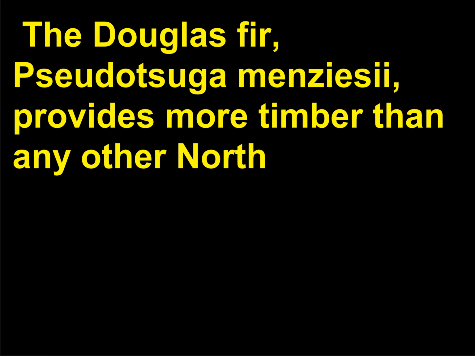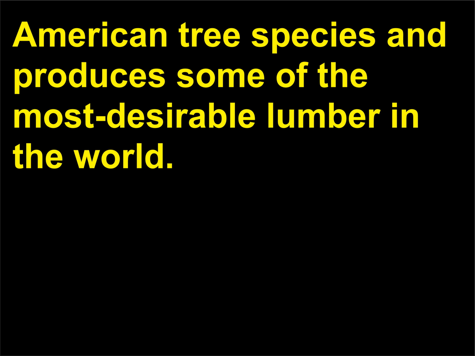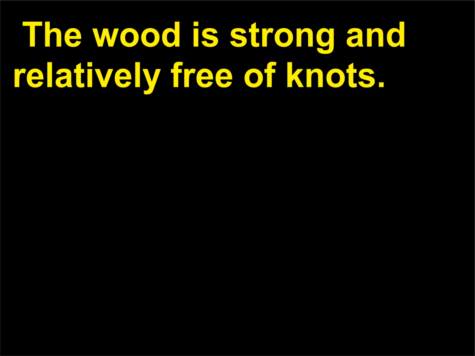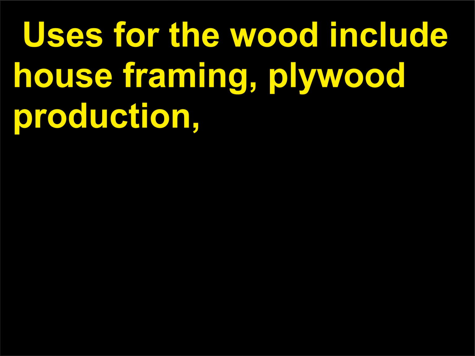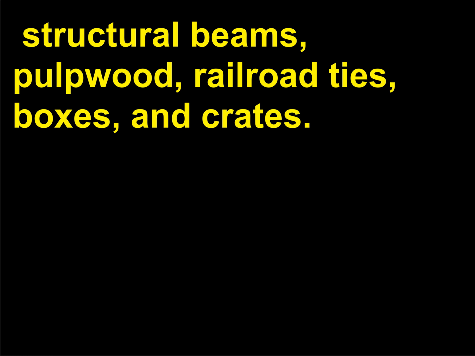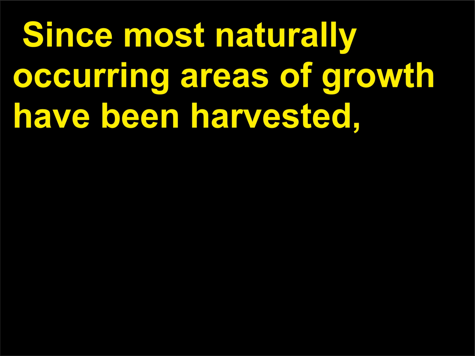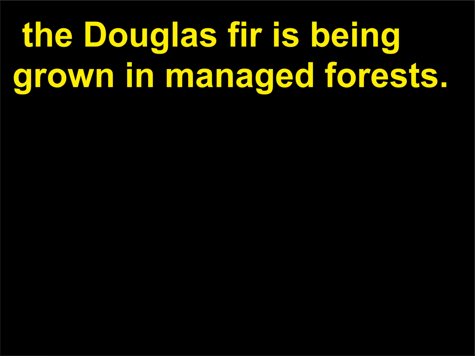The Douglas fir, Pseudotsuga menziesii, provides more timber than any other North American tree species and produces some of the most desirable lumber in the world. The wood is strong and relatively free of knots. Uses for the wood include house framing, plywood production, structural beams, pulpwood, railroad ties, boxes, and crates. Since most naturally occurring areas of growth have been harvested, the Douglas fir is being grown in managed forests.